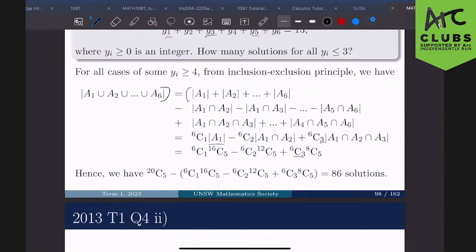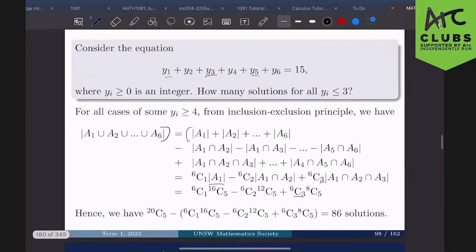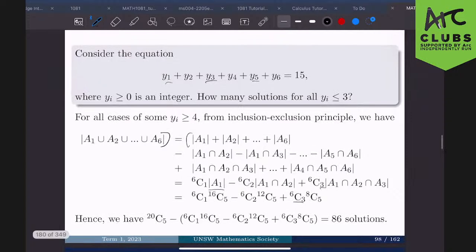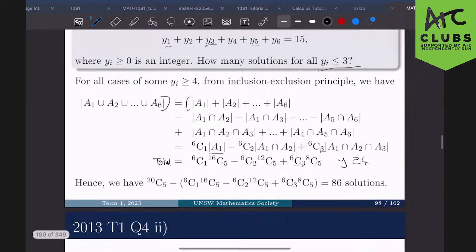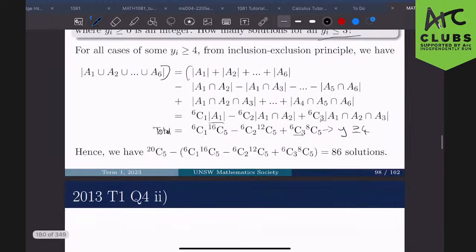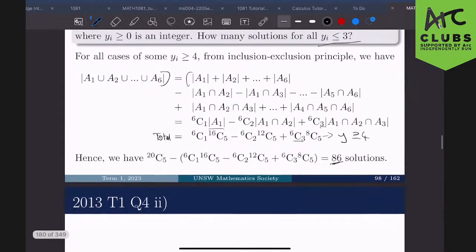Once we've put it into our formula, we have to remember what we're actually looking for. This is representative of y greater than or equal to 4, and this is the total. But what we're trying to find is less than or equal to 3, so we just do the total minus the solutions in which it is greater than or equal to 4. Therefore, we just subtract this whole term here, and we'll get our number of solutions. So yeah, hopefully that's straightforward.